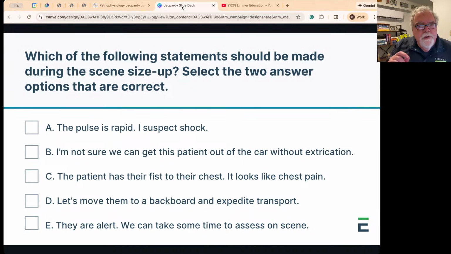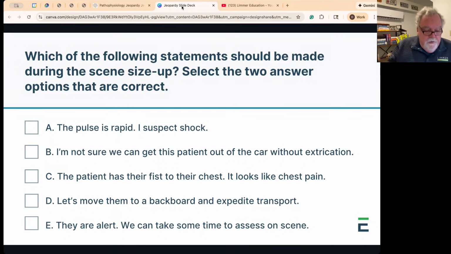The correct answers are choice B, like, boy, I'm not sure we can get this patient out of the car without extrication, right? That's a resource determination. And then C, the patient has their fist to their chest. It looks like chest pain. That's the nature of illness.